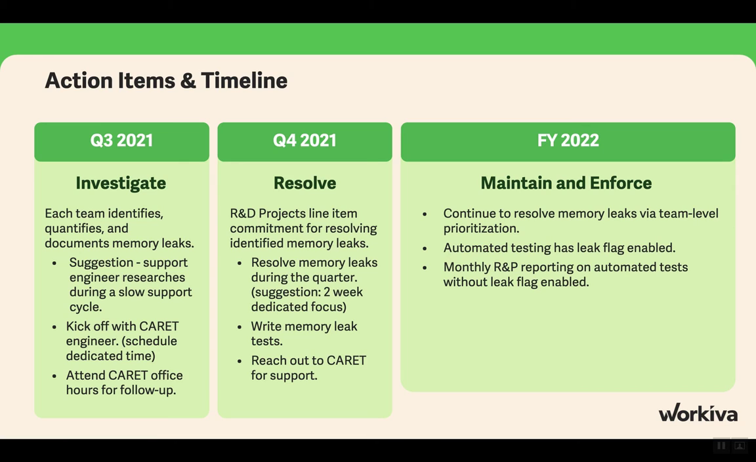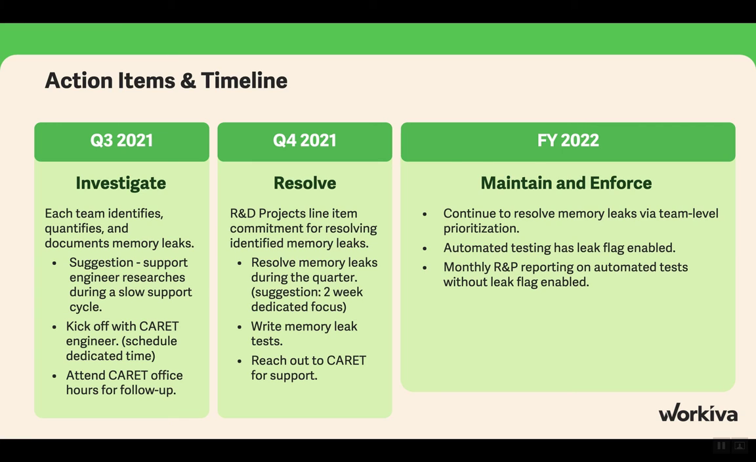We know Q4 is going to be a super busy quarter with end of the year projects trying to come due before the K season for our SEC customers. And obviously everyone has a lot of projects going on. So we know this is a big ask. However, like I said, we consider this to be a primary driver of some of the main performance issues our customers have been seeing when they use the Workiva platform. So this is a big deal, and that's why we're asking for it to be a line item commitment on all of the teams' Q4 R&D projects list.